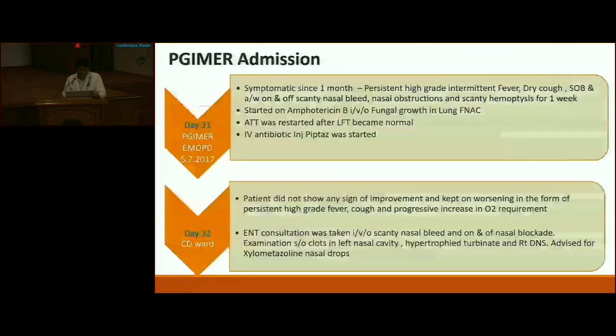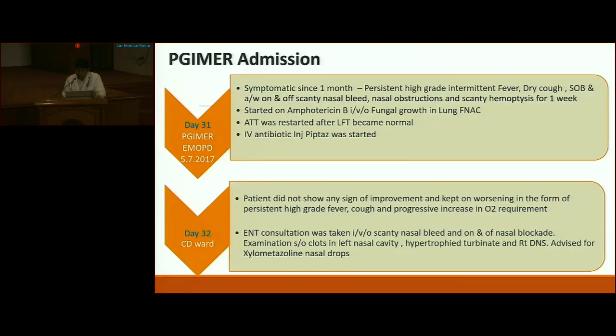In PGI, he got admitted after 1 month of illness, presenting with high-grade fever, dry cough, shortness of breath, on and off scanty nasal bleed and nasal blockage, and hemoptysis. He was started on amphotericin B in view of KOH positive fungal growth, and ATT was restarted as the LFT was normal at that time, and IV antibiotic Peptaz was started. But the patient didn't show any sign of improvement and continued to worsen in the form of increased oxygen requirement.